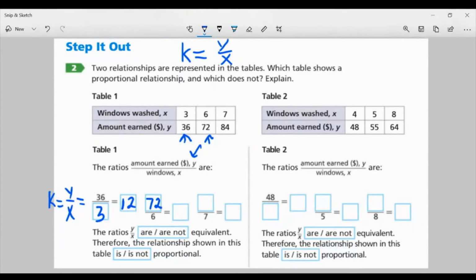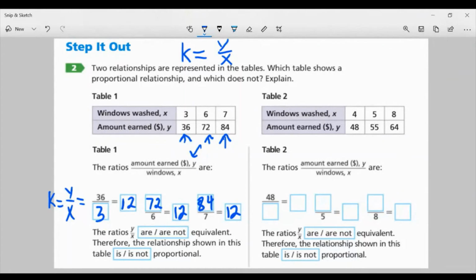72 divided by 6 would also be 12. Okay, so far so good. Now we have to see if this one matches up. I have 84 on the top, right? And 7 on the bottom, because it's Y over X. 84 divided by 7 would also give me 12.